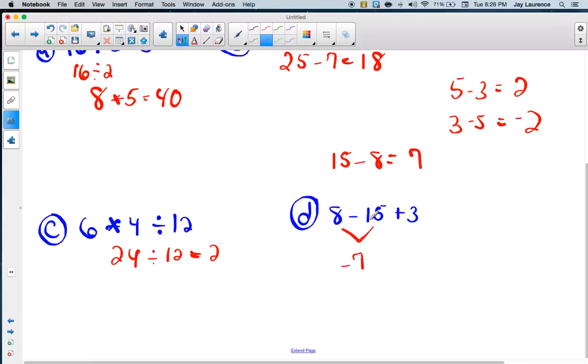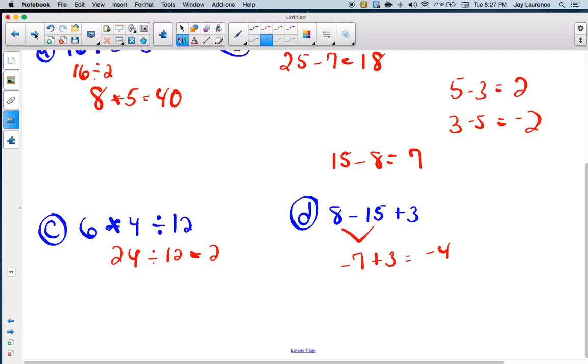Because there are 15 of the negatives and only 8 of the positives. So now I have negative 7 plus 3. And again, I'm going to use the same logic. I've got 7 negatives. I've got 3 positives. There must be 4 negatives left. It's really simple stuff. Okay, if you need some more assistance with that, you can come see me. You can call me over in class.